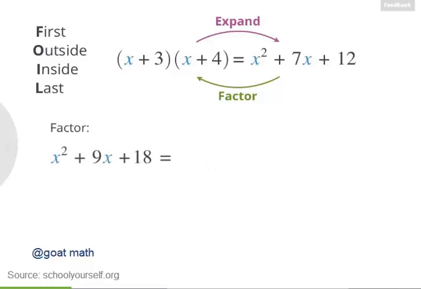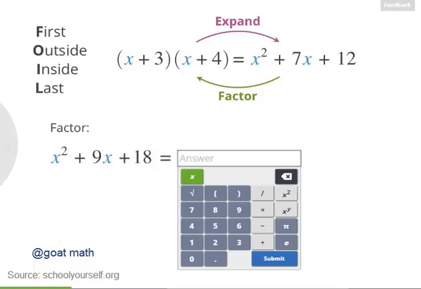Try another example. Can you factor x squared plus 9x plus 18? So your answer should have two binomials in parentheses that you're multiplying together. This is not an easy computation to do, so if you get stuck, feel free to ask for a hint.